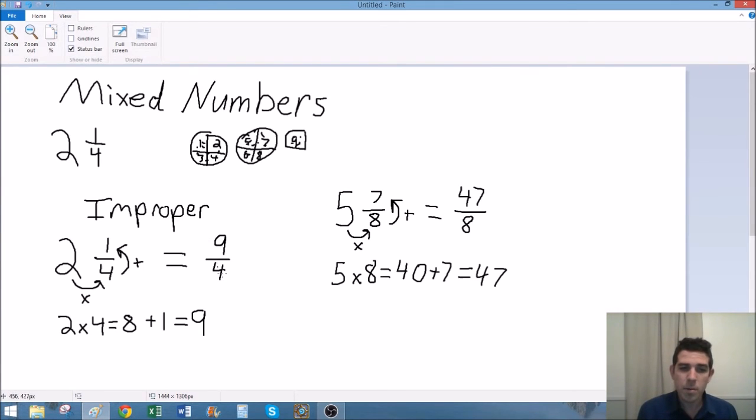These are called improper because they have a higher numerator than denominator. And once we have these improper fractions, we can now easily find the least common denominator so that we can add and subtract them, which we will do next time. Today, just converting mixed numbers to improper fractions.